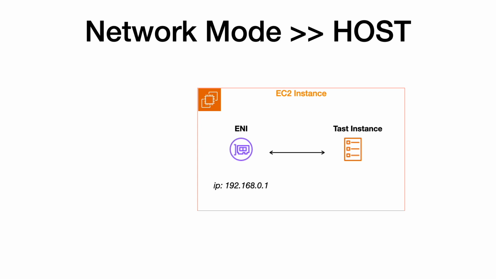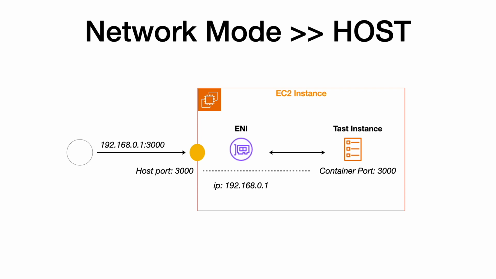Additionally, your container port automatically gets mapped to the same port on the EC2 instance, also referred to as the host port. For instance, if your to-do application container is running on port 3000, it will be mapped to port 3000 of the EC2 instance. In this mode, if you want to access the task instance, you just need to specify the EC2 IP address and the host port, which is the same as the container port. As already said, this mode is applicable for Linux EC2 instances only.